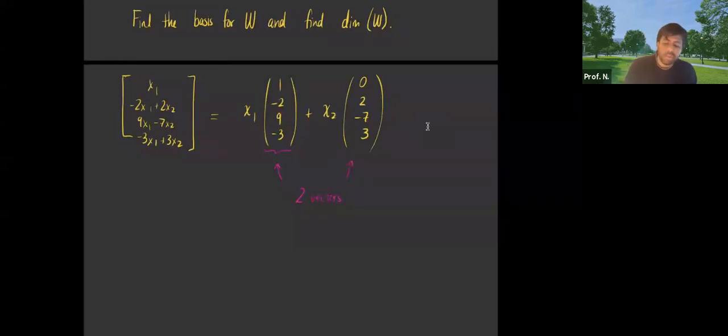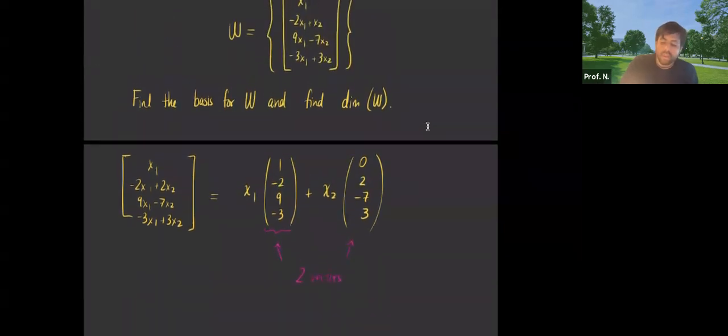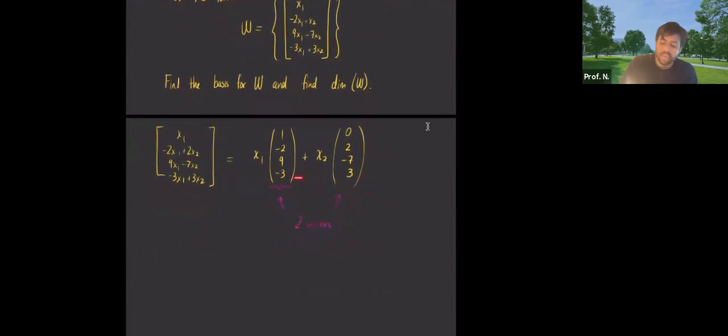Are they linearly independent? That's the first thing I have to try to figure out. The second thing I have to figure out is, do they span the space W? Well, the moment I rewrote this vector as a sum of 2 vectors, this is immediately written in a linear combination format. This is a linear combination.